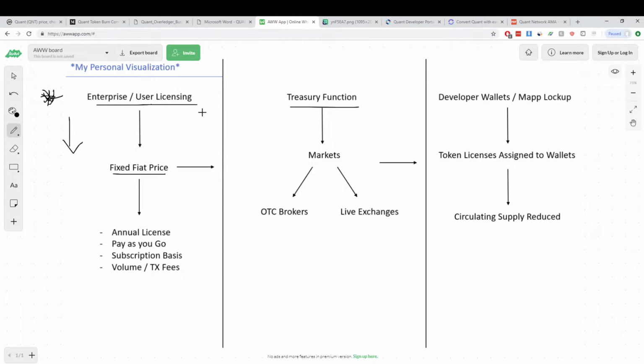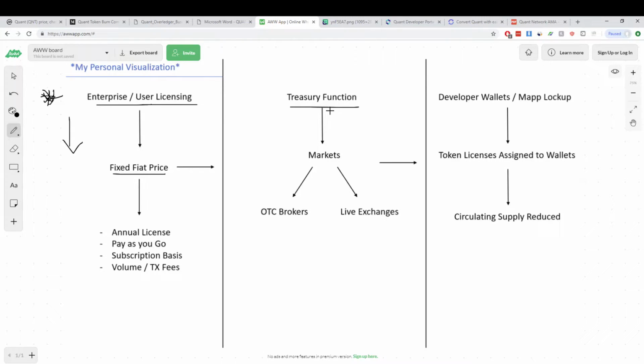Right? So they've paid it. They're not exposed to any fluctuations throughout the year, right? Their license is paid. They don't care what the QNT token does throughout the year, price-wise. That doesn't concern them. They've paid their 10K license. The treasury function converts that into tokens.